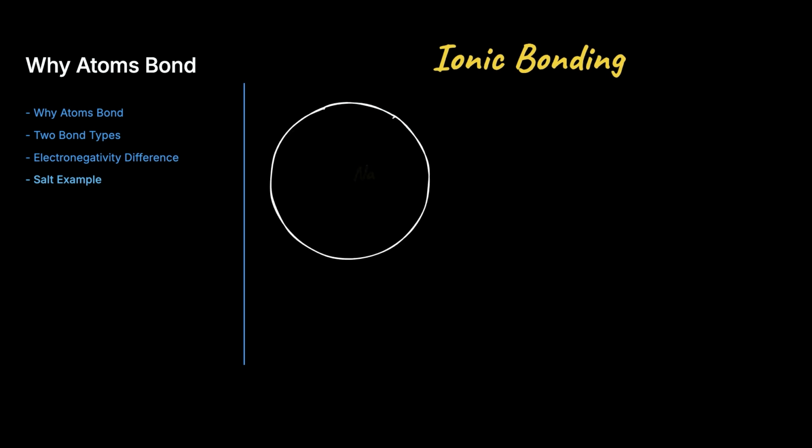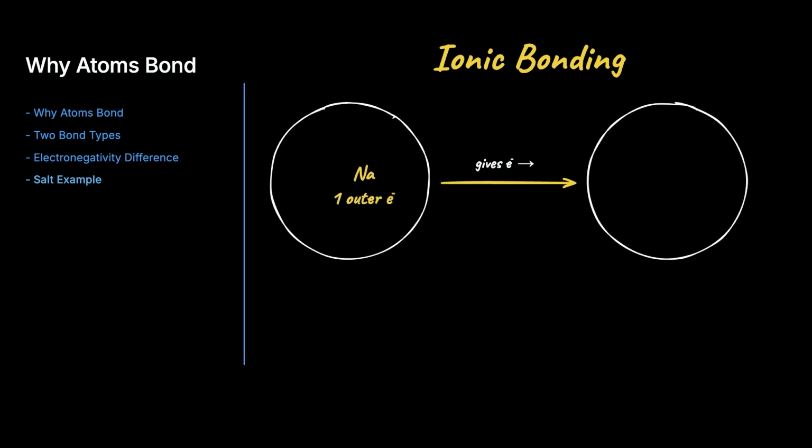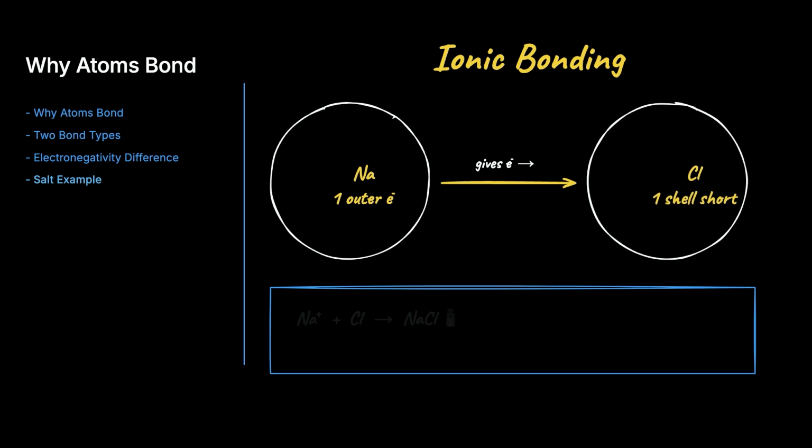Picture a familiar example: table salt. A sodium atom has one outer electron it would love to lose. A chlorine atom is one electron short of a full shell, so sodium hands its electron to chlorine. Now, sodium is a positive ion, chlorine a negative ion, and their opposite charges snap together.